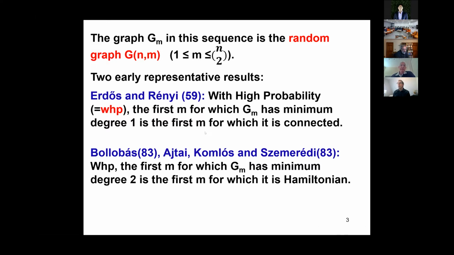And a similar, somewhat more complicated result, proved independently by Bollobás and by Ajtai, Komlós and Szemerédi, is that with high probability, exactly the first m for which the random graph has minimum degree 2 is the first m where it becomes Hamiltonian.